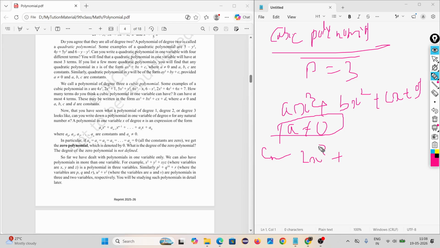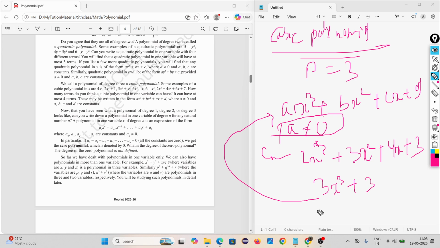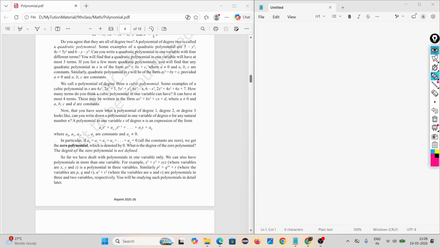Example: 2x cube plus 3x square plus 4x plus 3. Look, the highest power is 3, na. Sometimes you may get 3x cube plus 3. It is also a cubic polynomial. You can say, sir, it is not in the general form. You can write it as 3x cube plus 0x square plus 0x plus 3. Now you look.